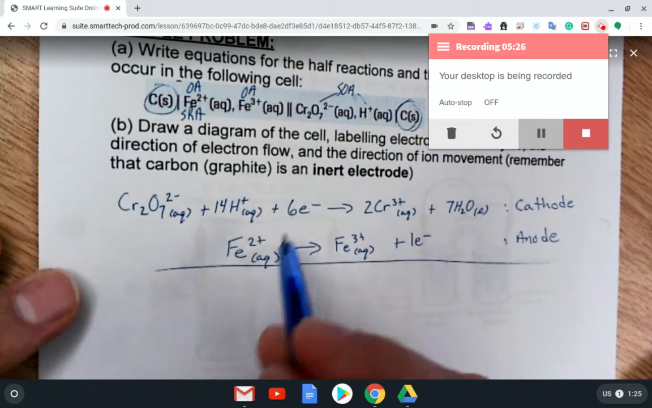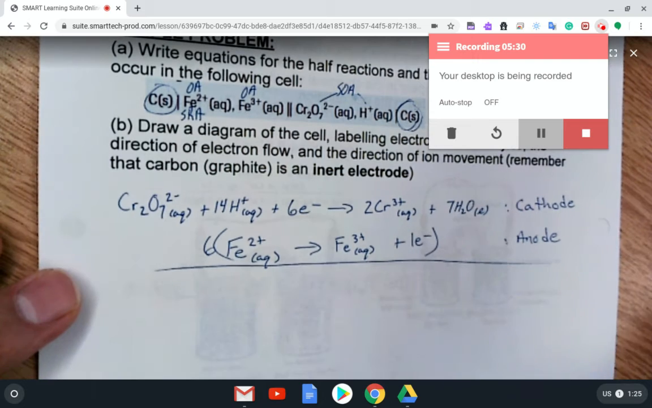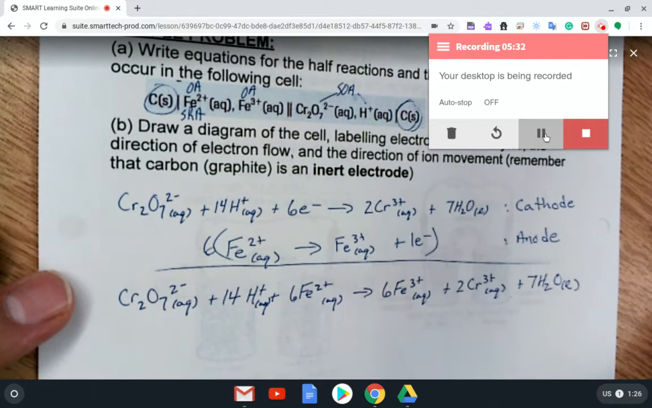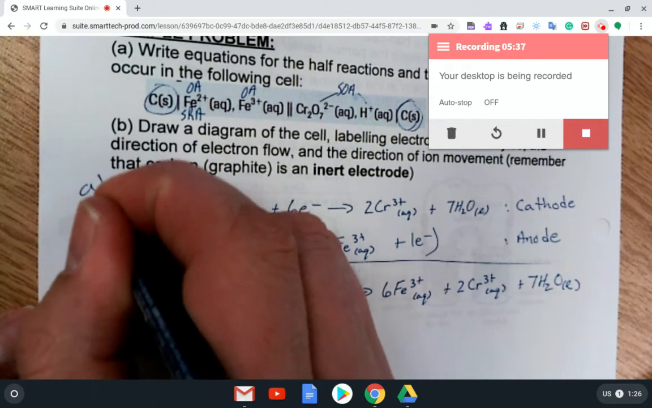We balance it out. We need to balance the electrons, so we're going to multiply everything in here by 6 and write out our balanced reaction. So this is our balanced reaction, what it should look like for part A. So yes, this is part A.